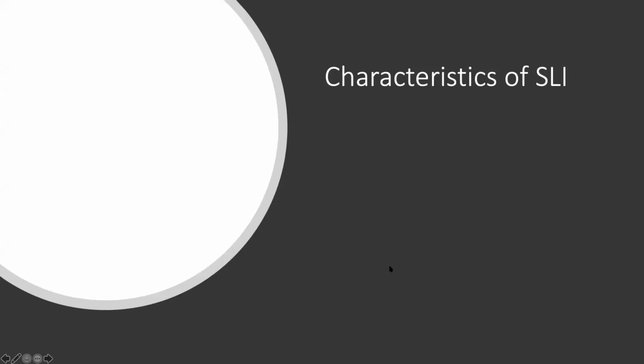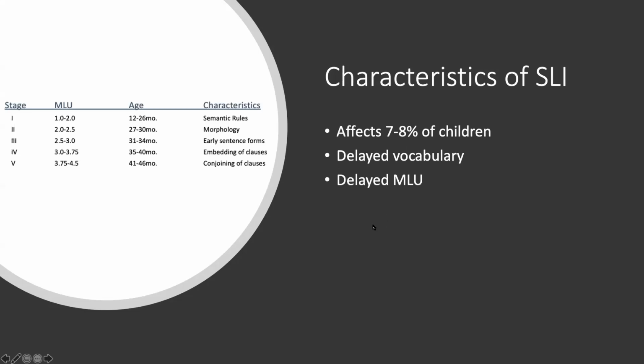Okay, so let's look at some characteristics of SLI. As we talked about a few slides ago, it affects 7 to 8% of children. Typically, the child will have delayed vocabulary. I think a lot of parents get really nervous with this one because if their child's not picking up vocabulary and their friend down the road or at the park is able to say slide and the kid can't, the parent really starts to panic. But we're talking about a very serious delay in vocabulary, not months or things like that.